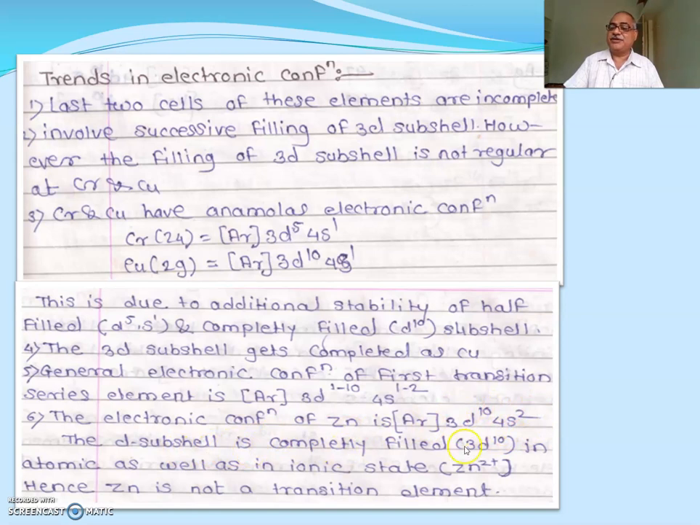The d subshell is completely filled, 3d10, and the s subshell is also completely filled. Atomic as well as ionic, both are completely filled, and all electrons are paired. Hence zinc is not a transition element. In the examination, the question is asked like this: why is zinc not a transition element? At that time, we give this answer. This question is asked for 2 marks.